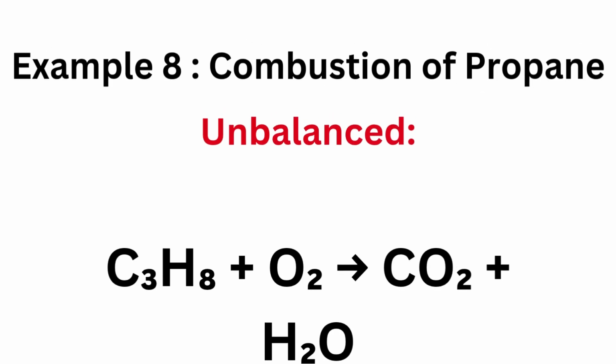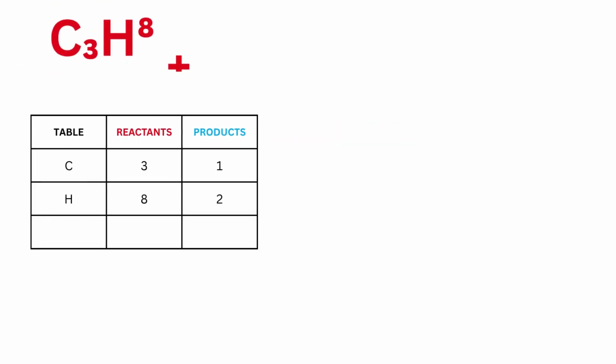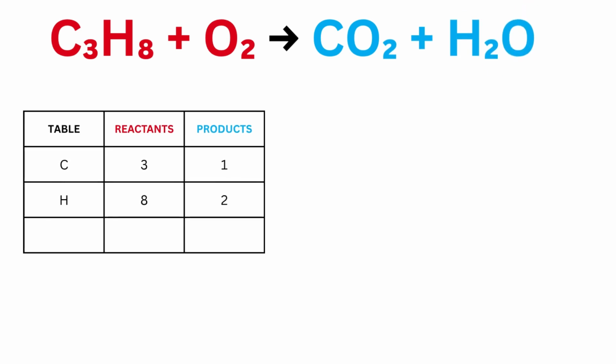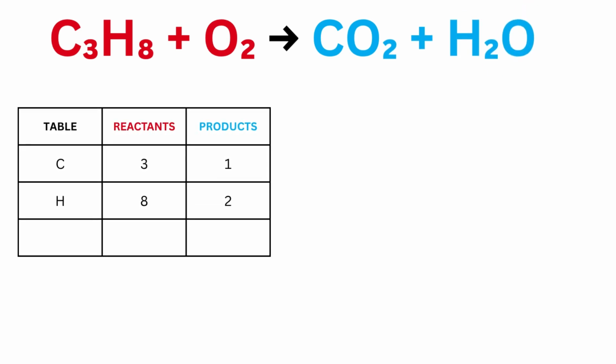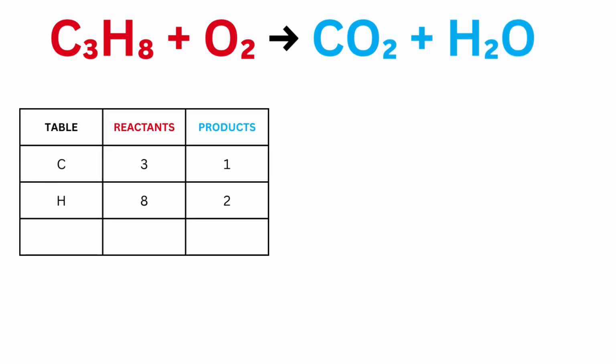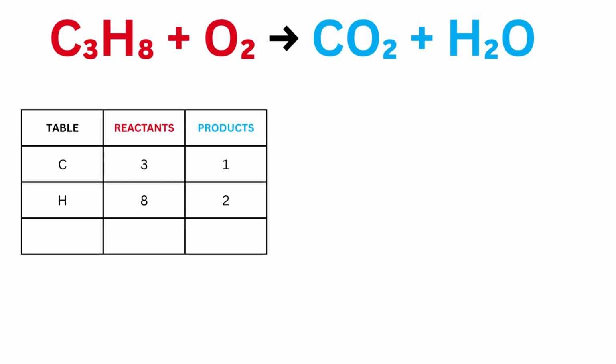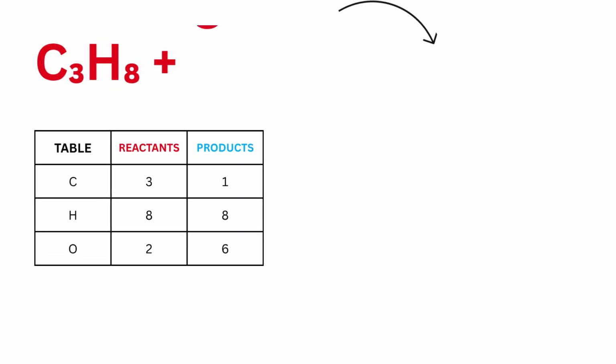For our eighth equation, we will balance the combustion of propane. As seen in the table, we have 3 carbon atoms on the reactant side and only 1 on the product side. At the same time, we have 8 hydrogen atoms on the reactant side and only 2 on the product side. This does not follow the law of conservation of mass. Let's rectify this together. As we can see, the shortage in the total atom count is mainly on the product side, so we will start there using the trial and error method.